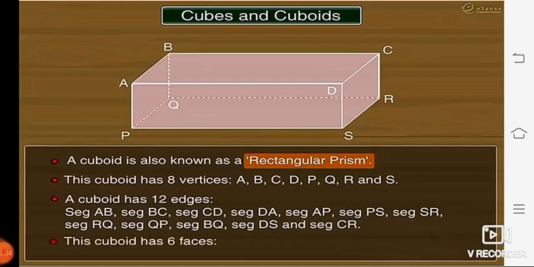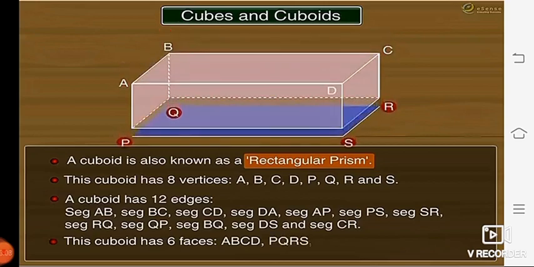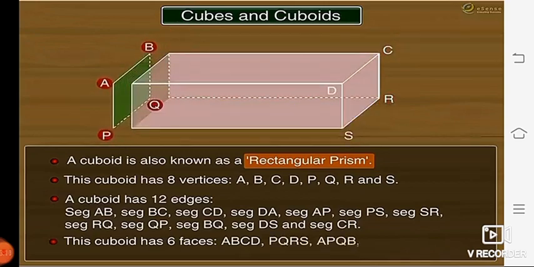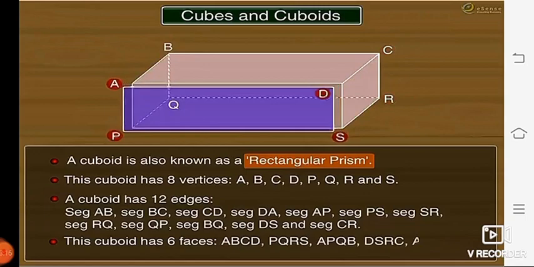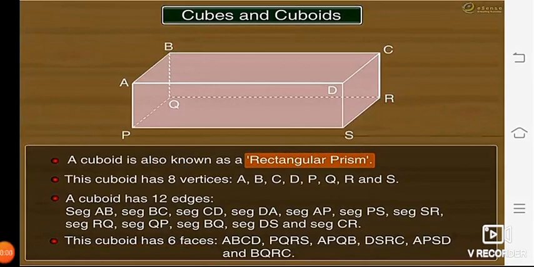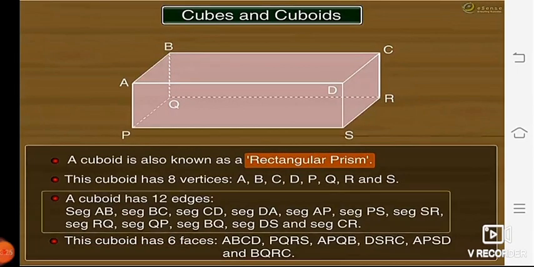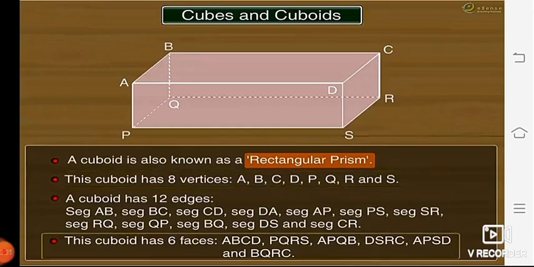After this, a cuboid has 6 faces. Okay, so the first face is ABCD. Next, PQRS, APQB, DSRC, APSD and BQRC. So these are the properties of a cuboid. Always remember, a cuboid has 12 edges, 8 vertices and 6 faces.